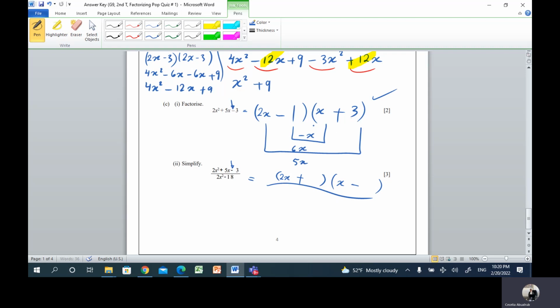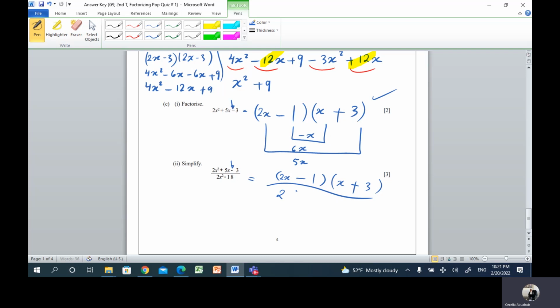We already explained the factorizing up there. So we're going to change the sign here. Here it will be plus, minus, and here we'll take the 1 and the 3, because 2x times x gives us 2x squared, 2x times 3 is 6x, minus 1 times x is minus x, so 6x minus x gives us plus 5x, and minus 1 times 3 is minus 3. Now for the denominator, 2x squared minus 18, we need to find the common factor.